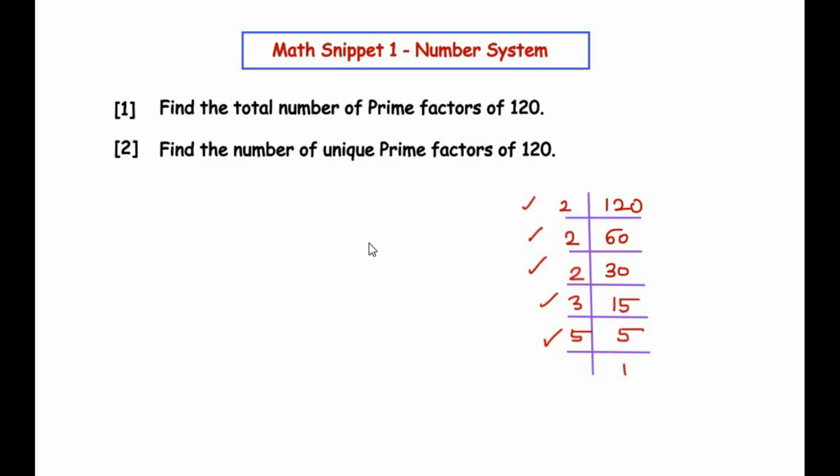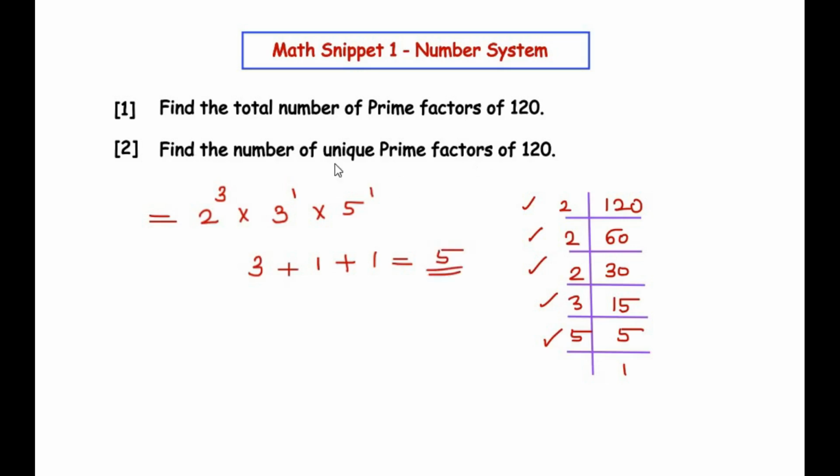We can also write it this way. Here we have got 2 three times. So we have written it as 2 to the power of 3 times 3 to the power of 1, since 3 has occurred only once, and same thing goes with the 5, so 5 to the power of 1. Now we are going to just add the powers to get the total number of prime factors. So here the total number of prime factors are 3 plus 1 plus 1, giving us the total as 5.